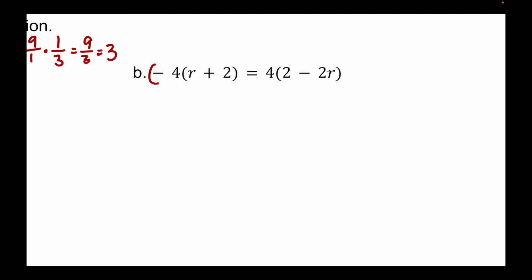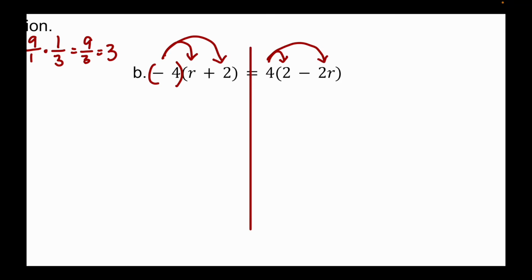So I am taking this entire thing, the negative and the 4, and distributing it here while keeping my sides equal and balanced. And I'm going to take this positive 4 and distribute it also. So I actually am keeping everything balanced because I'm not changing the value. I'm just rearranging things or distributing things through. So negative 4r minus 8 is equal to 8 minus 8r. Okay, so now I'm dealing with some negatives.